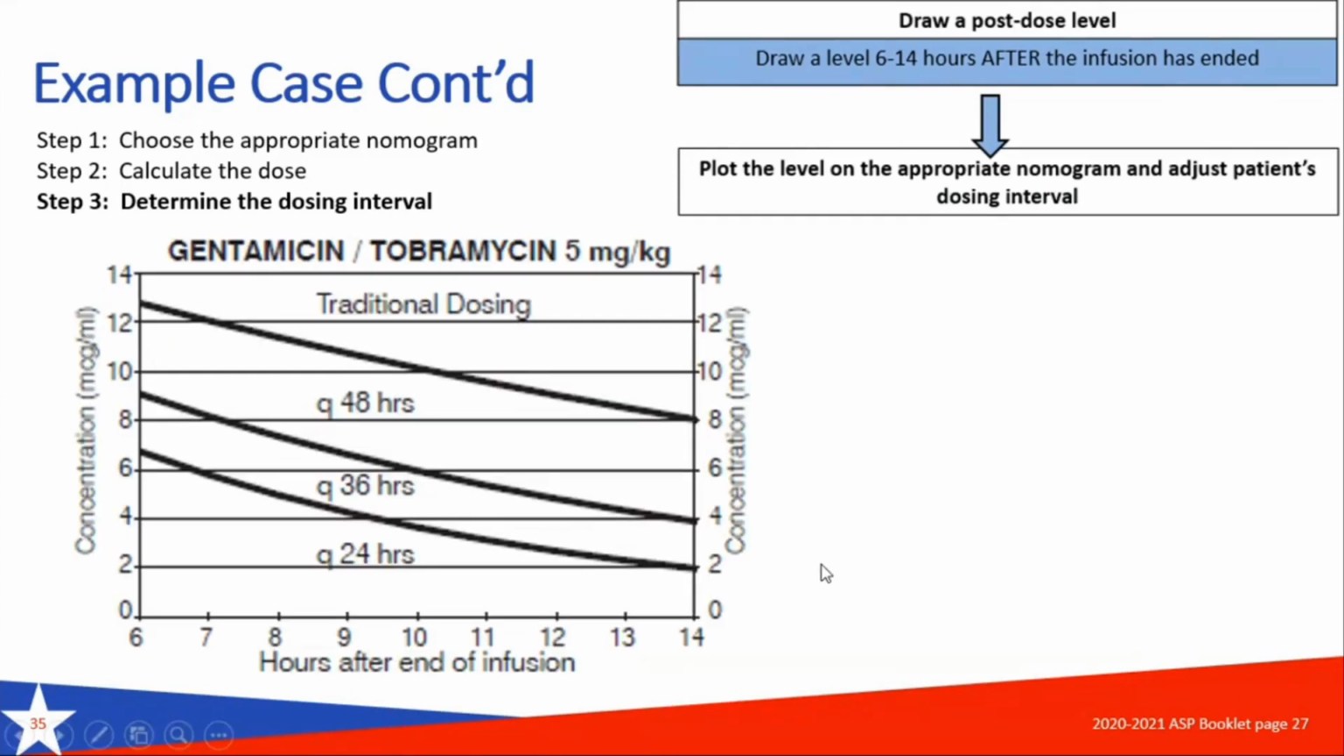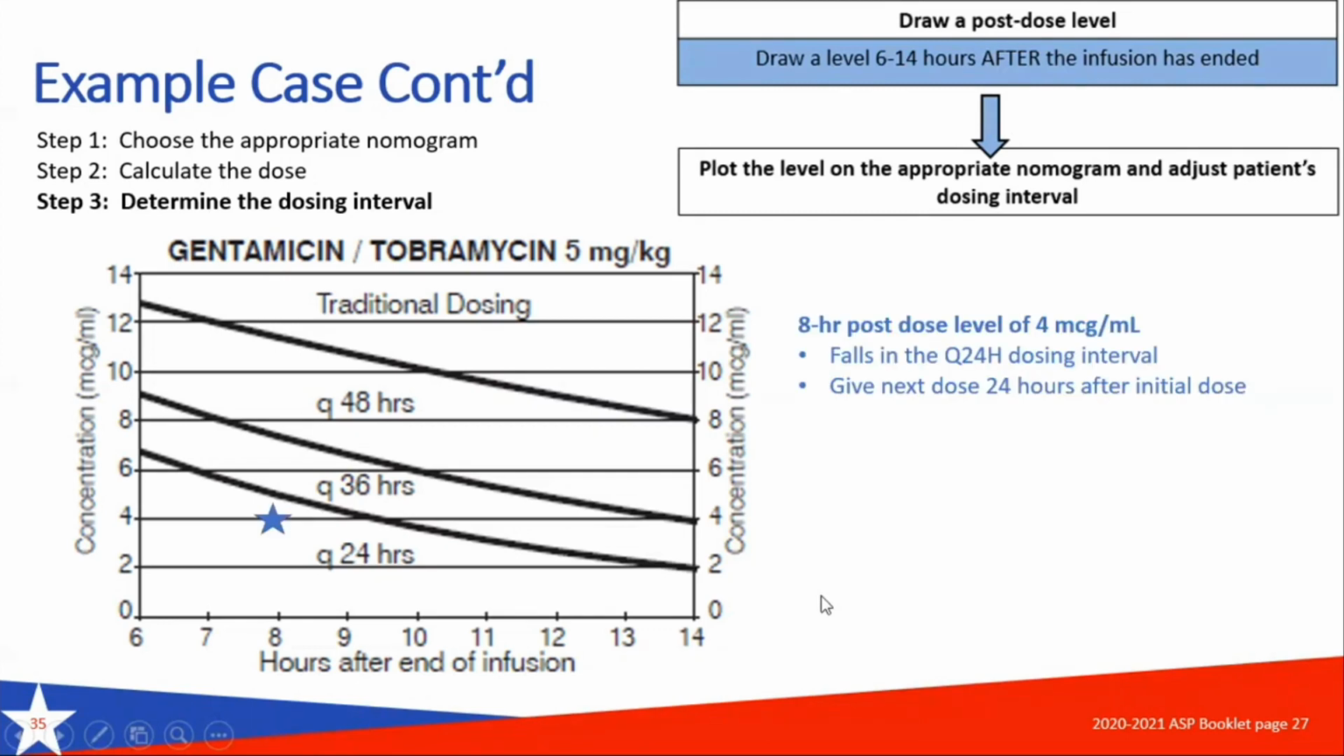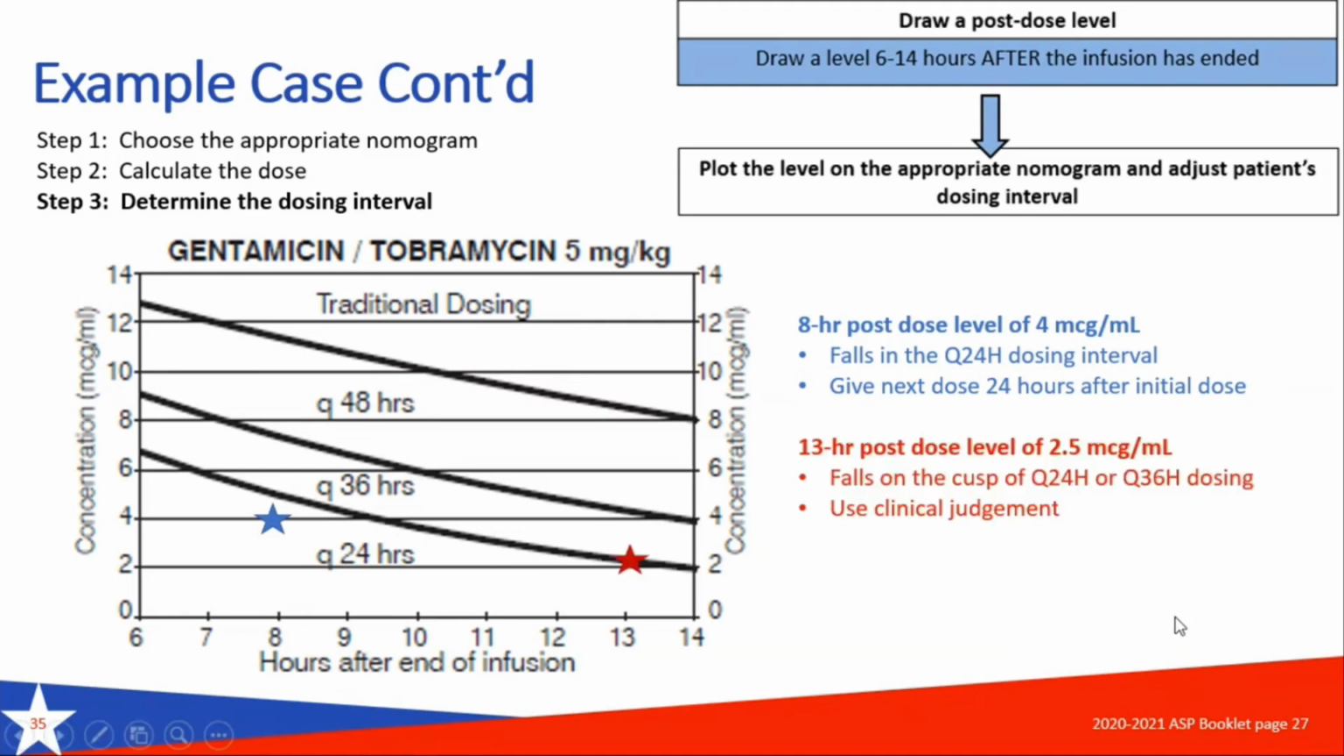All right, so I pulled up the nomogram on the screen there. For example, if we had a level drawn 8 hours after the end of the infusion that came back at 4, that is the blue star that you see on your screen. That would fall in the Q24-hour dosing interval, so we would want to make sure we give our next dose 24 hours after that initial dose. For example, if we had a 13-hour post-dose level of about 2.5, that's represented by the red star on your screen. You can see that this falls on the cusp between Q24 versus Q36-hour dosing.